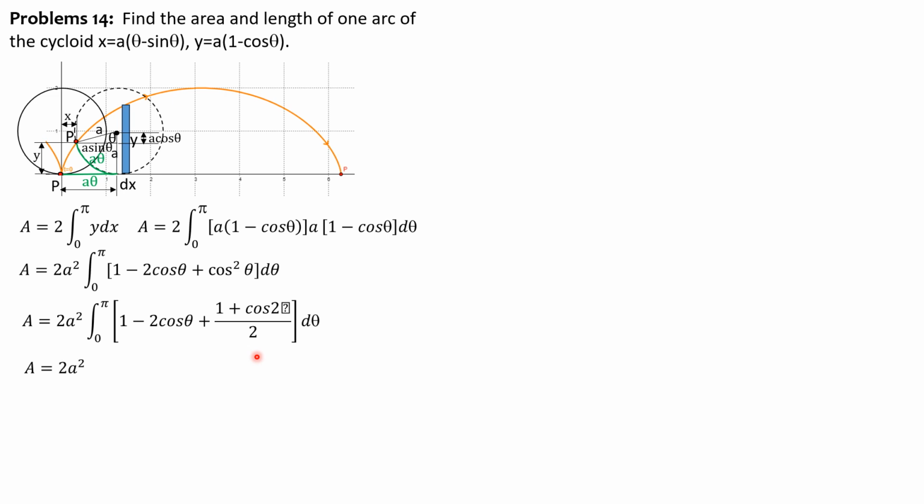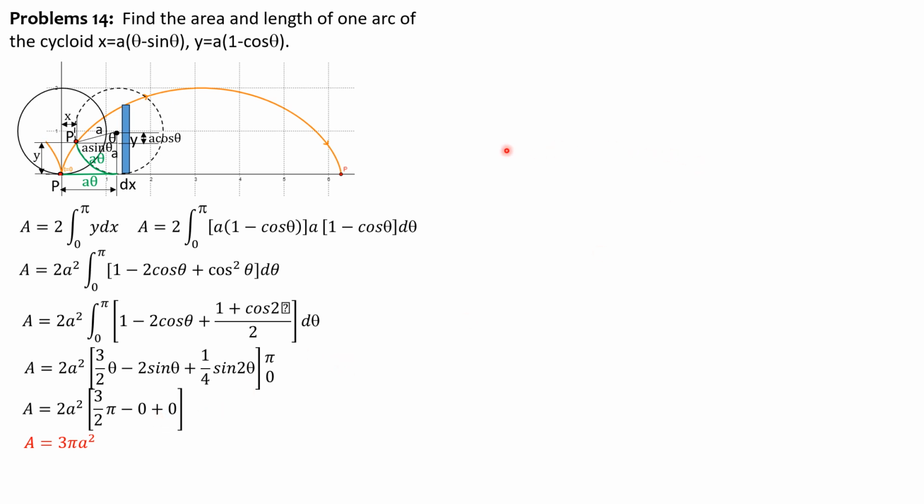So the area equals 2a squared times the quantity 3/2 theta, minus 2 sine theta plus 1/4 sine 2 theta from 0 to pi. So sine of pi is 0, sine of 0 is 0, sine of 2 times pi is 0, sine of 2 times 0 is 0, so the whole of this is 0. Only this will be left, and this is 3/2 of pi. So therefore the area is 2a squared times 3/2 of pi, so 3 pi a squared, which is the area under one branch of the cycloid. So that's it, the area of the cycloid.